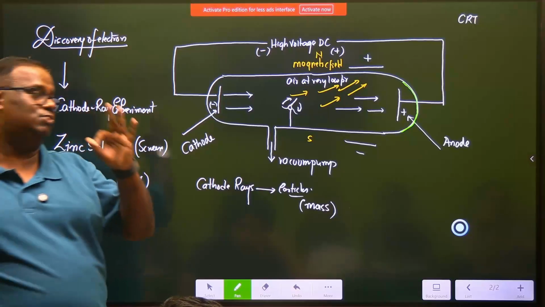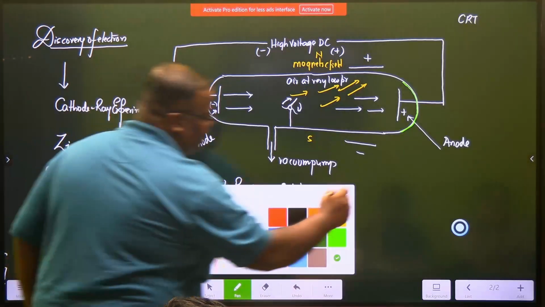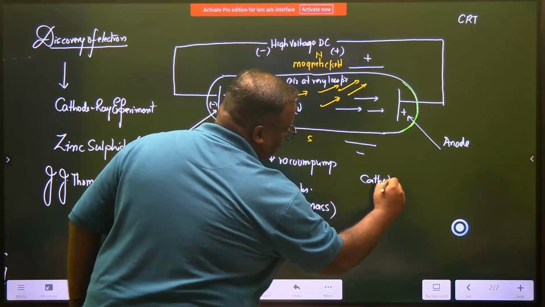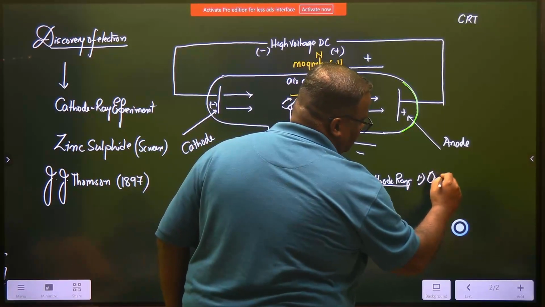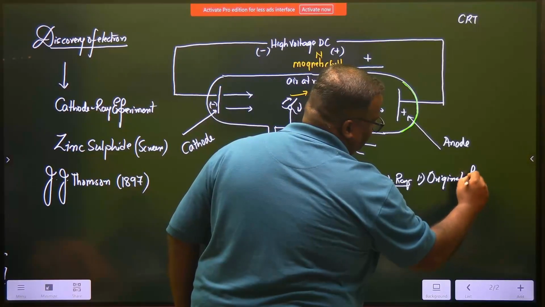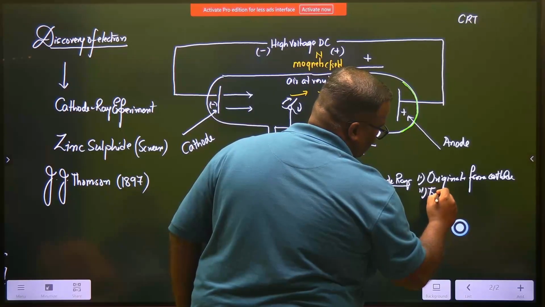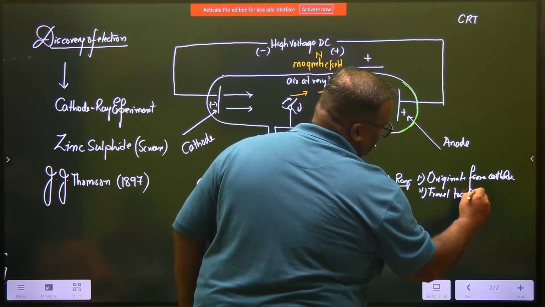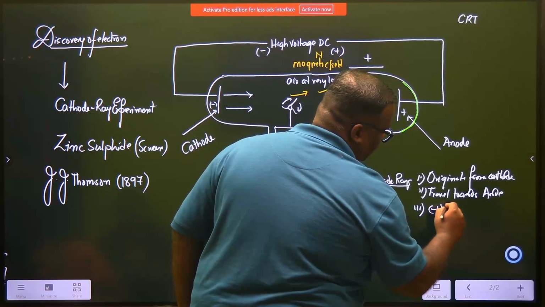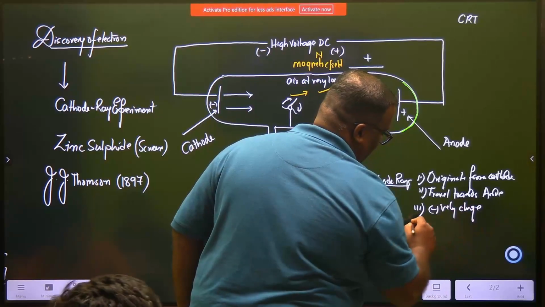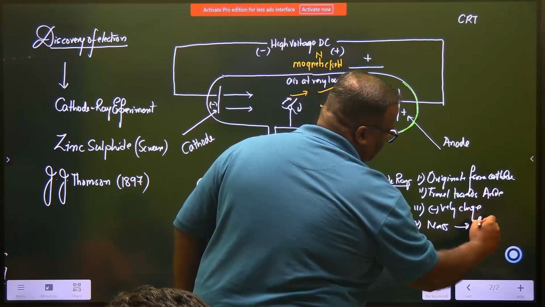Now, three observations we have come across from J.J. Thomson's experiment, whatever cathode rays are. Number one, they originate from the cathode. Okay, these questions might be asked to you. They travel towards the anode. Then what is their electrical polarity? Negatively charged. Okay, and they also contain mass. So that means you have to attribute the word particle to them.